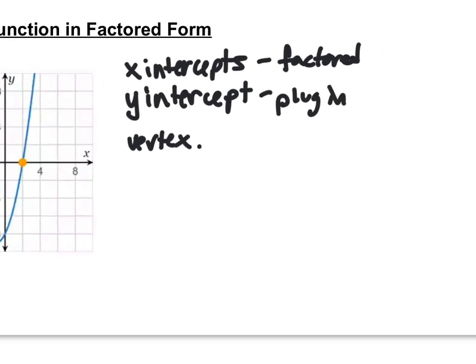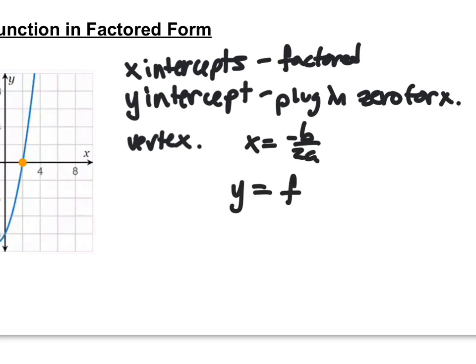For the vertex, we find x equals opposite b over 2a, and then the y value is equal to the function evaluated at that vertex point. So a little bit of algebra here, but nothing too crazy.